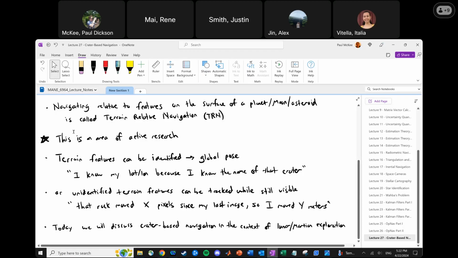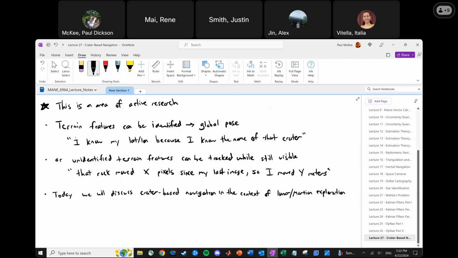So here's the neat part, and Italia was right on the money when she said this before. If you squint, crater-based navigation looks like the procedure for star trackers. What do I mean by that? Well, there's 4 steps.